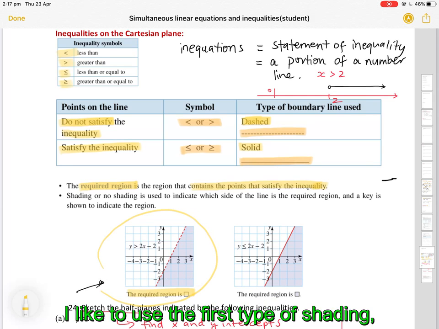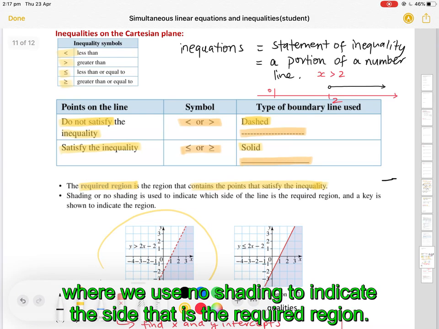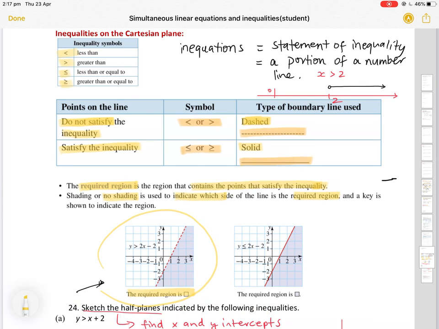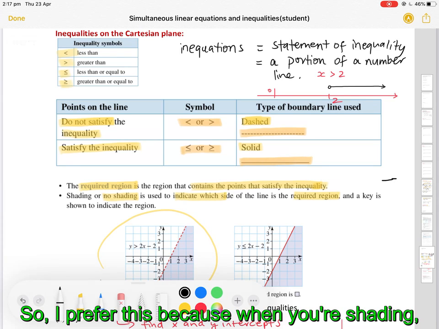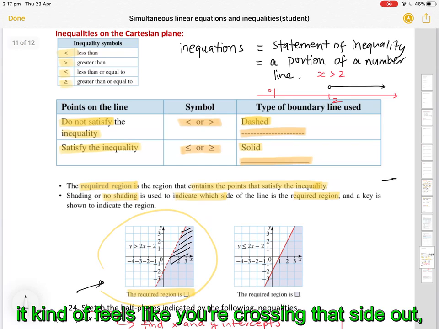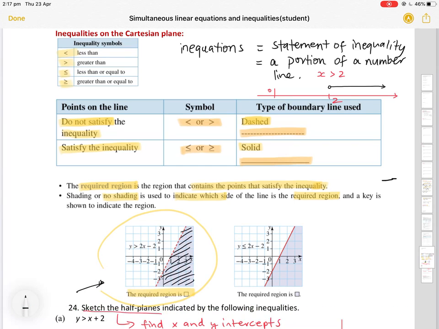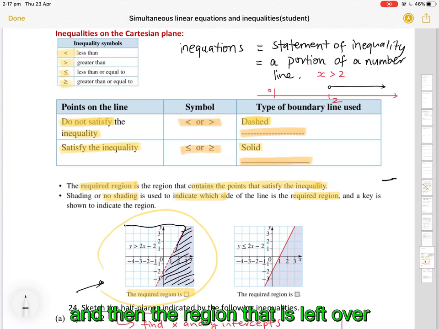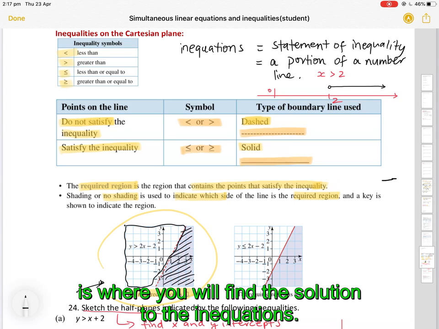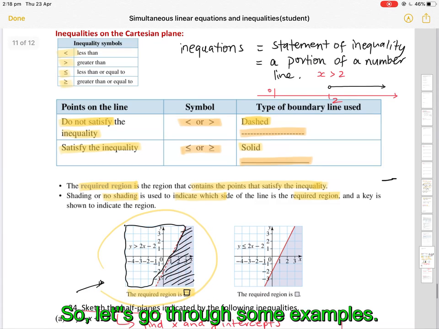I like to use the first type of shading, where we use no shading to indicate the side that is the required region. I prefer this because when you're shading, it kind of feels like you're crossing that side out. And then the region that is left over is where you will find the solution to the inequations. So let's go through some examples.